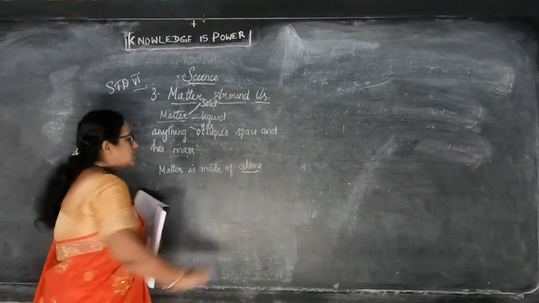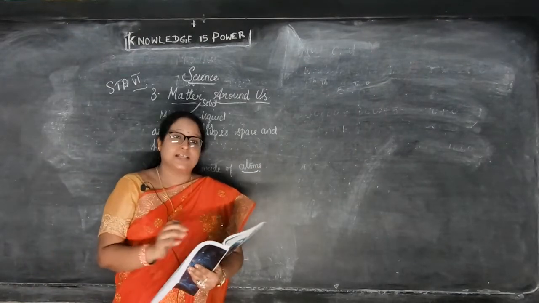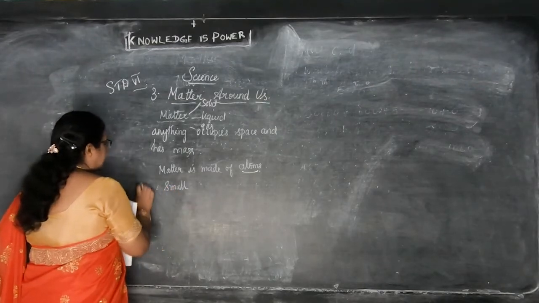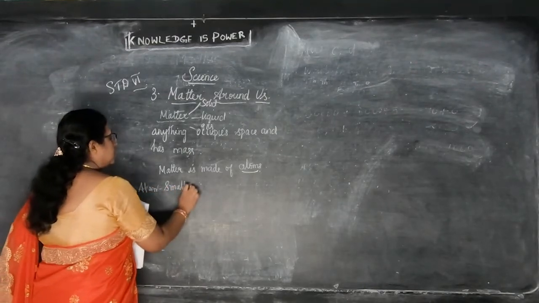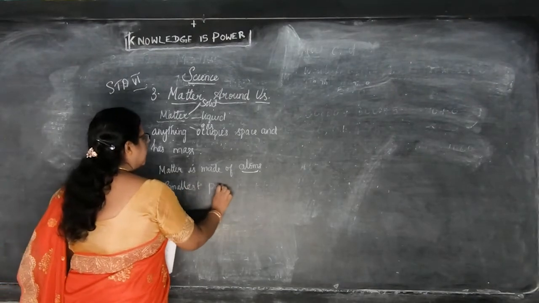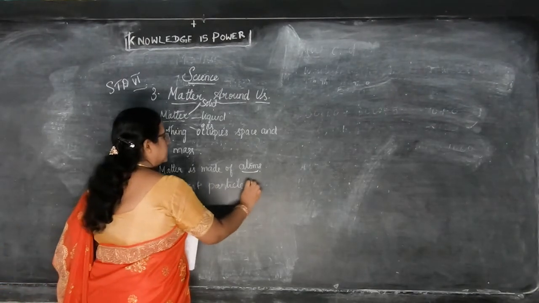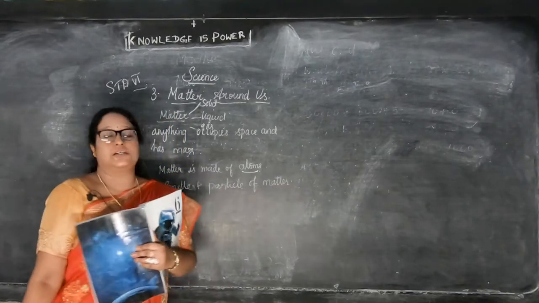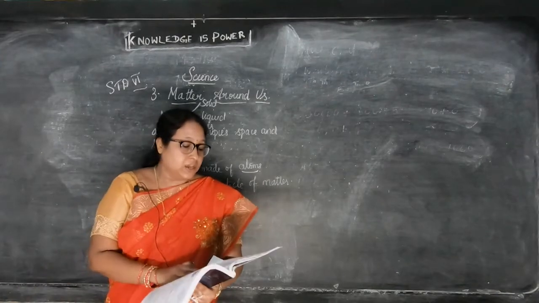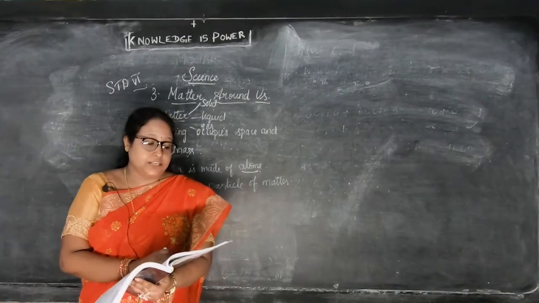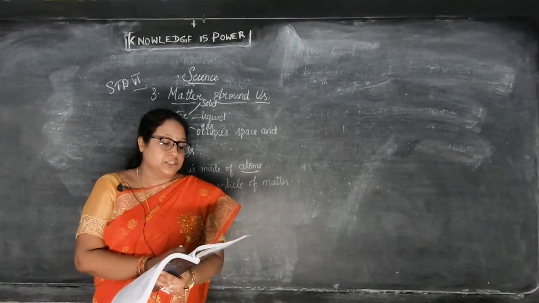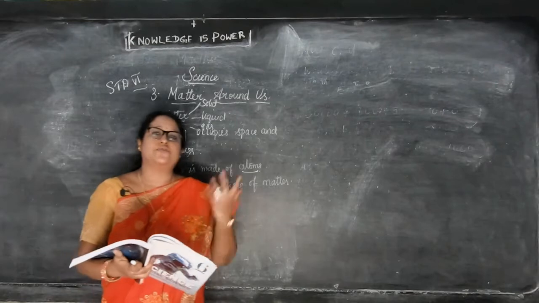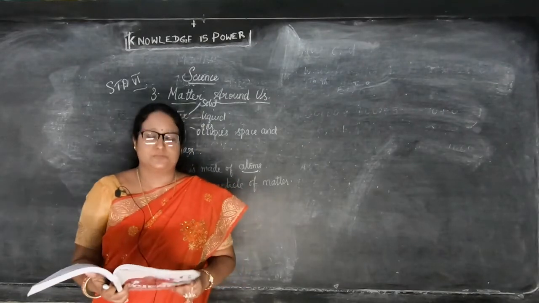You will be asking what an atom is, right? An atom is the smallest particle of matter. So what is an atom, children? The smallest particle of matter. They are so small that you cannot see them with your eyes, nor even with a microscope.